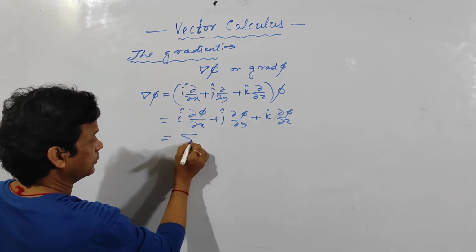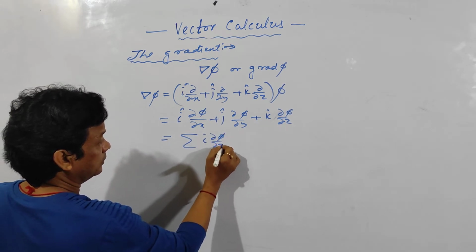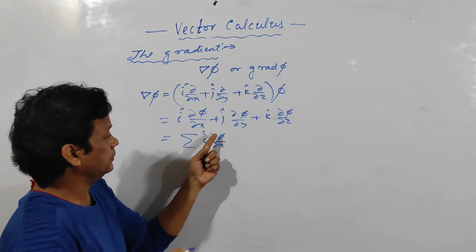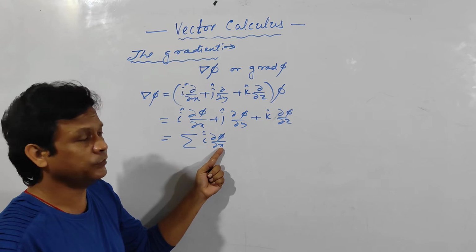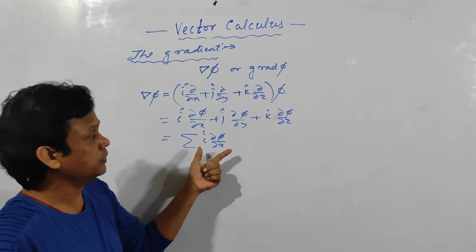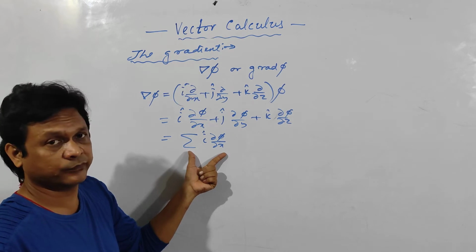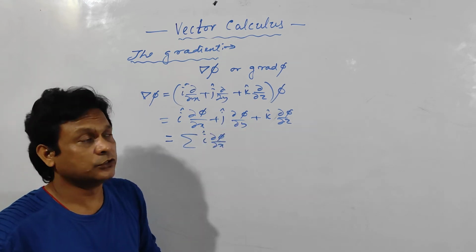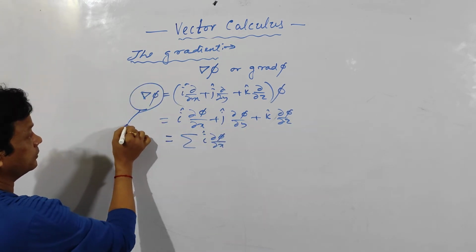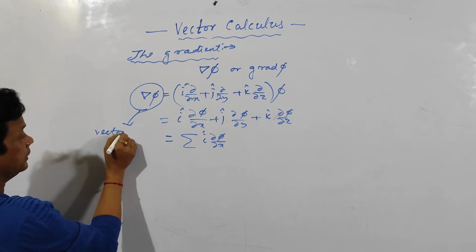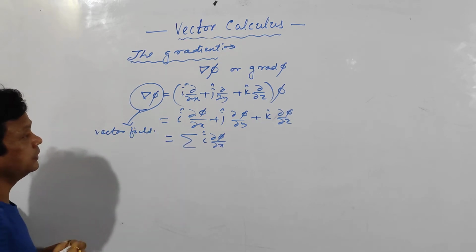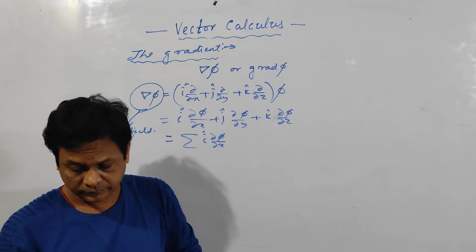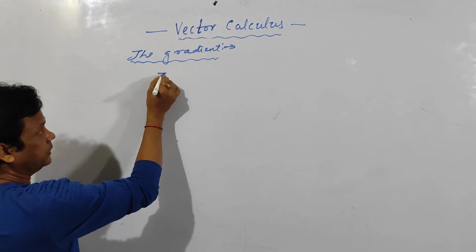And this can be written as summation i del phi by del x. That means while taking i cap, you are writing with respect to x, if you take j cap it will be y, and if you take k cap it will be z. So this line can be written like this. Since i, j, k are present, grad phi defines a vector function or vector field. Due to the presence of i cap, j cap, k cap, grad phi is a vector quantity and is called a vector field.